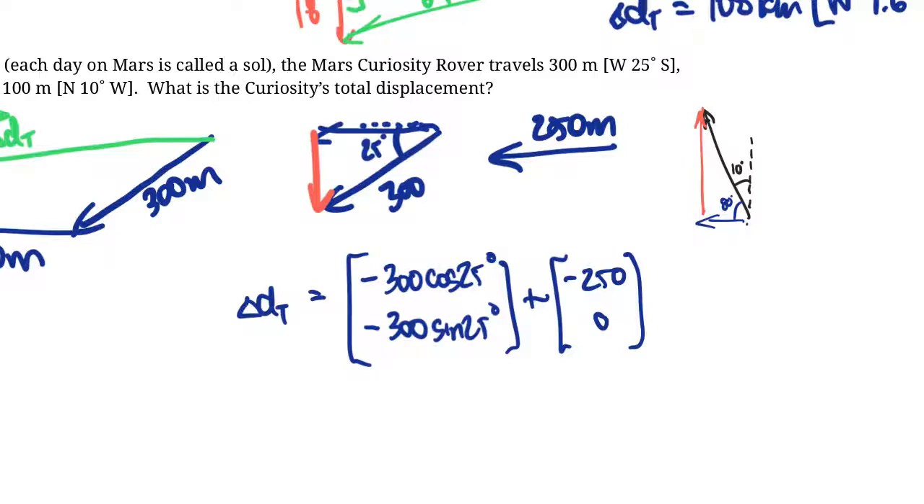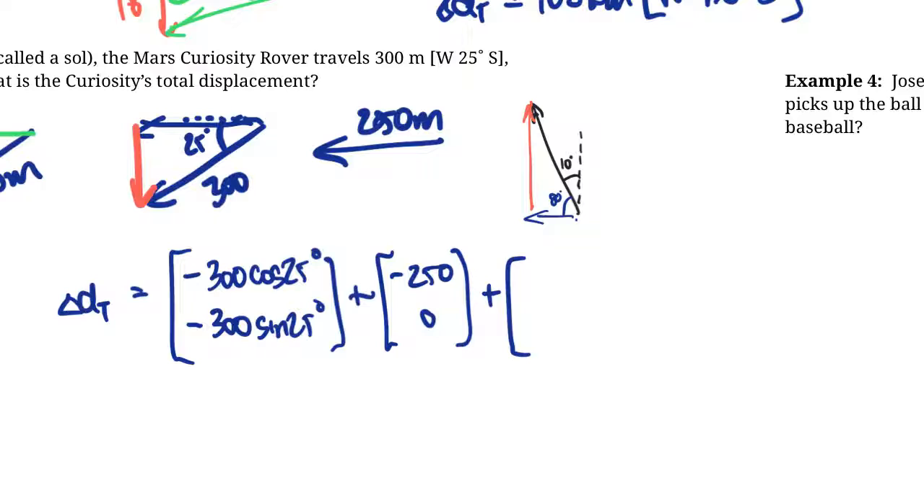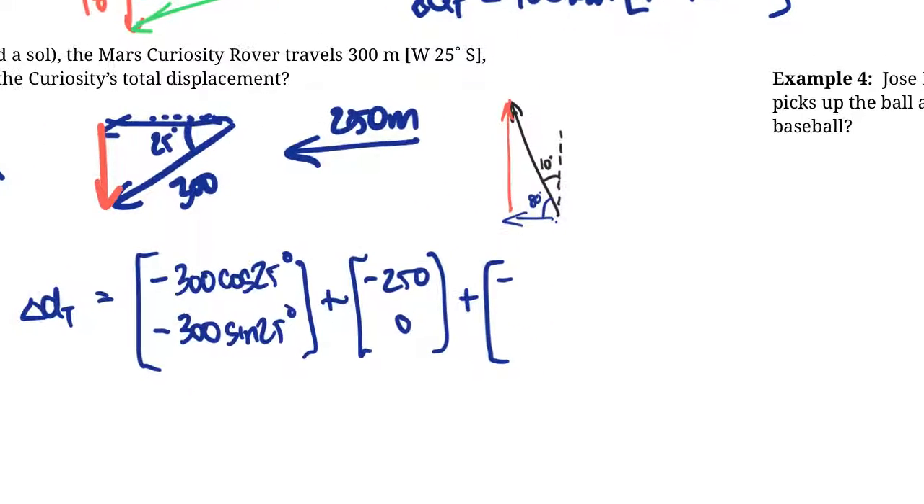For our third displacement, it has an x component of, again, it's to the left, so it's going to be negative. What's the length of that? 100 meters. I should label that on here. 100 meters. So it's going to be negative 100 meters cos 80, right? Because 80 is the angle from the west. And the y component is positive because it goes up, right? So it's just going to be 100 sine 80.